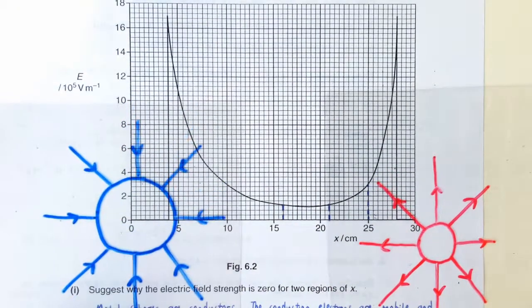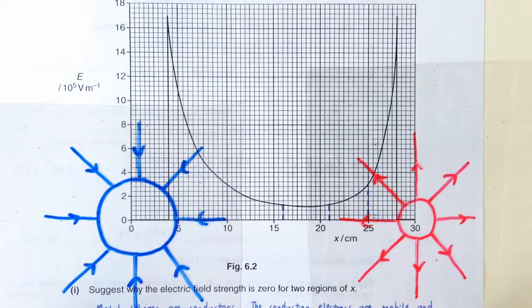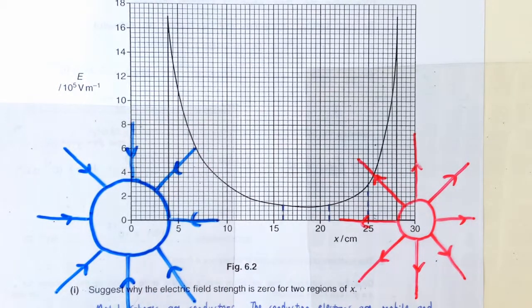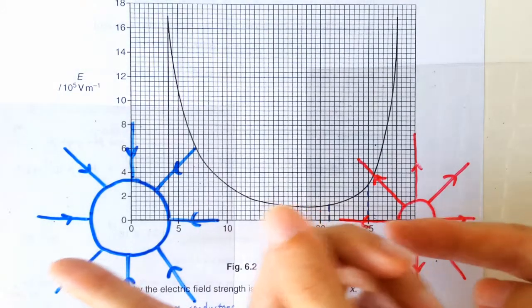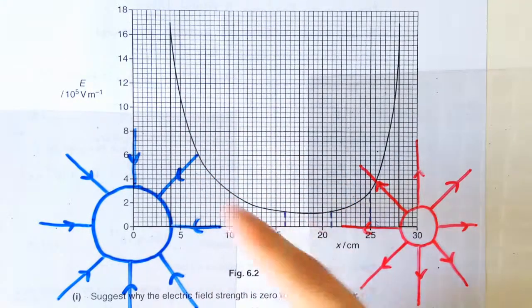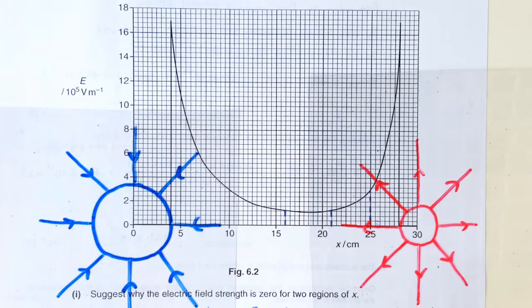Of course, it's also possible for this one to be negatively charged and this one positively charged. The key is if they carry opposite charges, the electric fields will be in the same direction, and that will tally with what is shown in the graph here, that there's no neutral point.